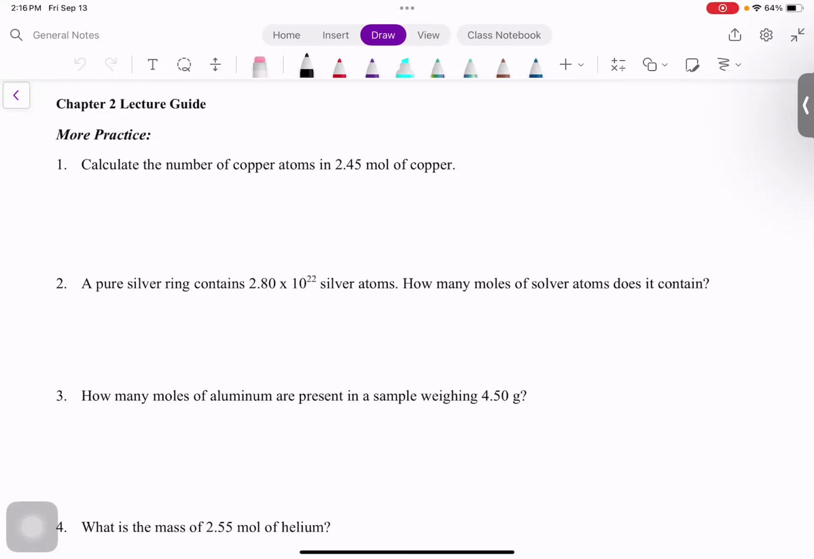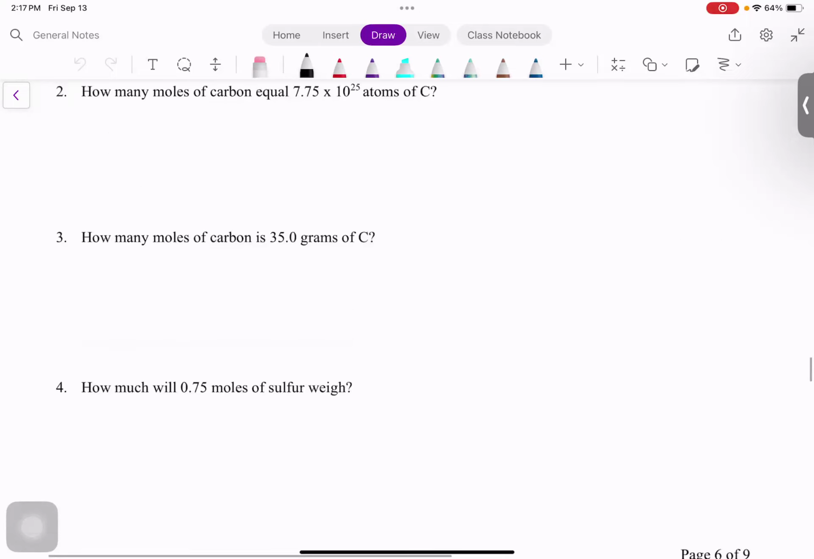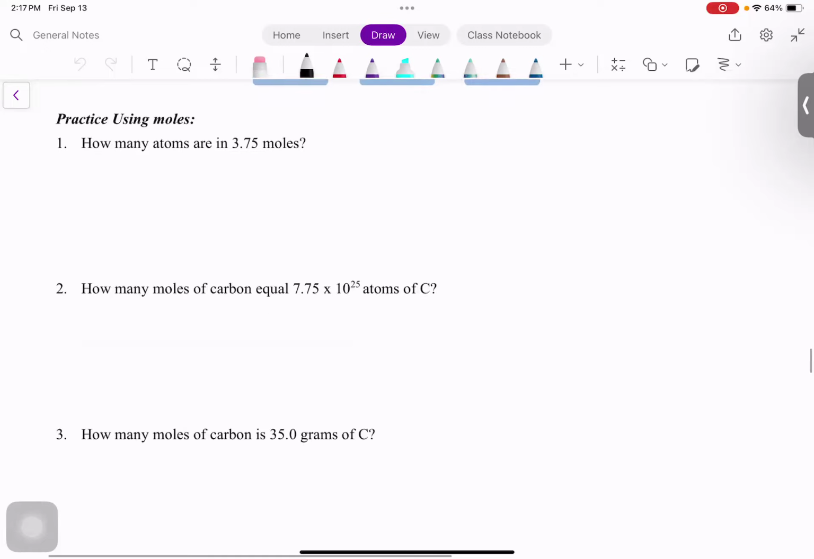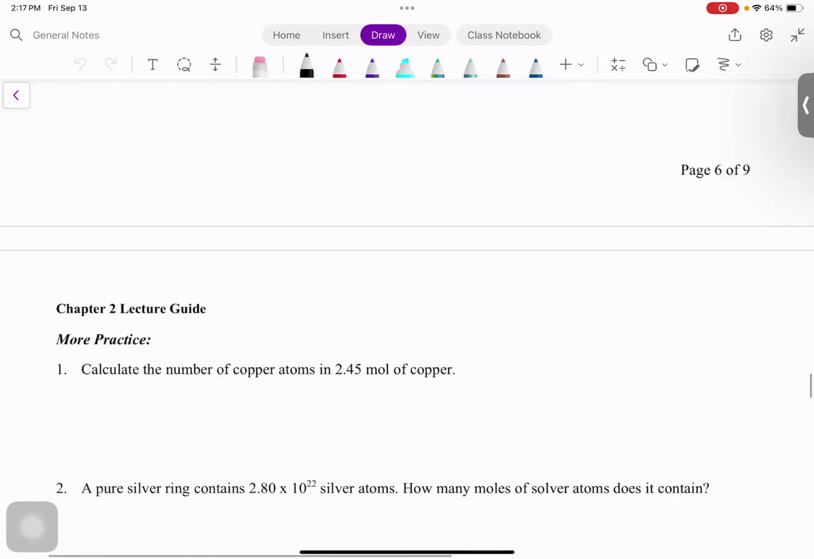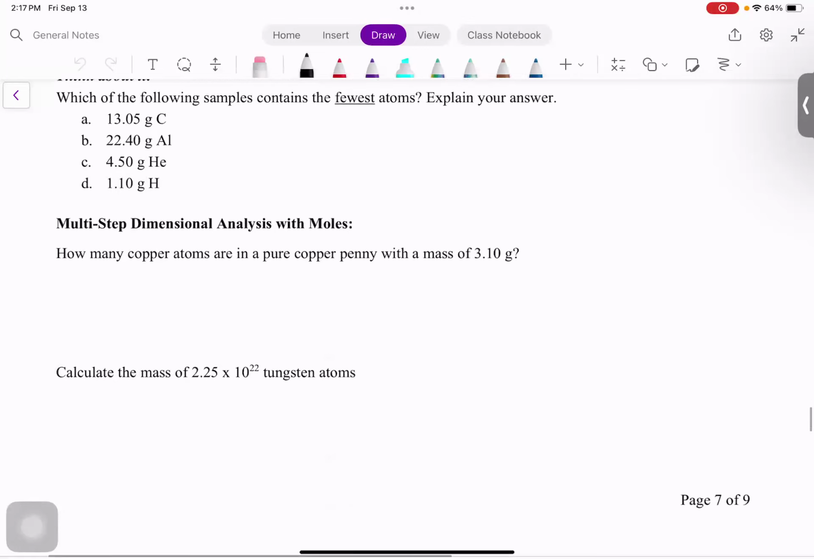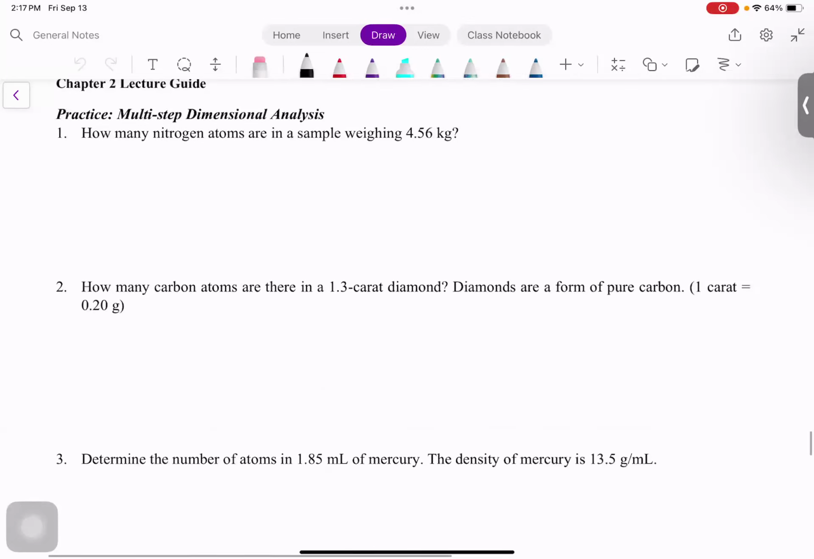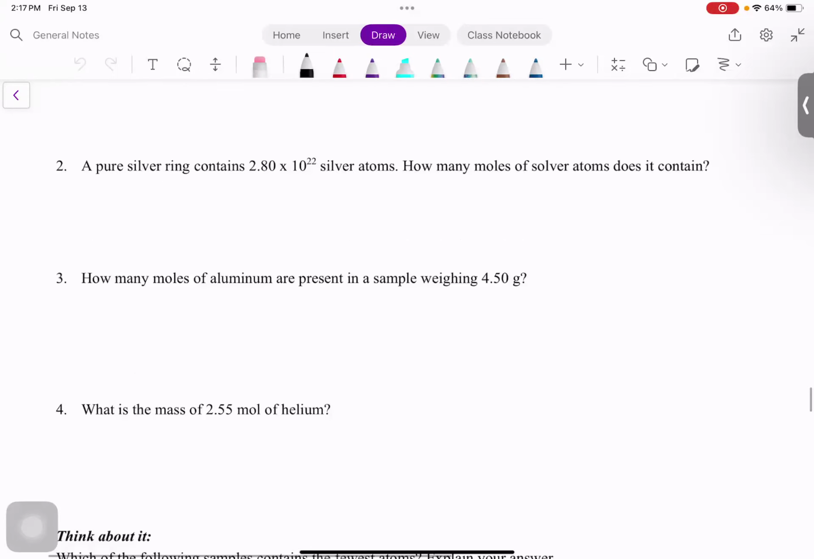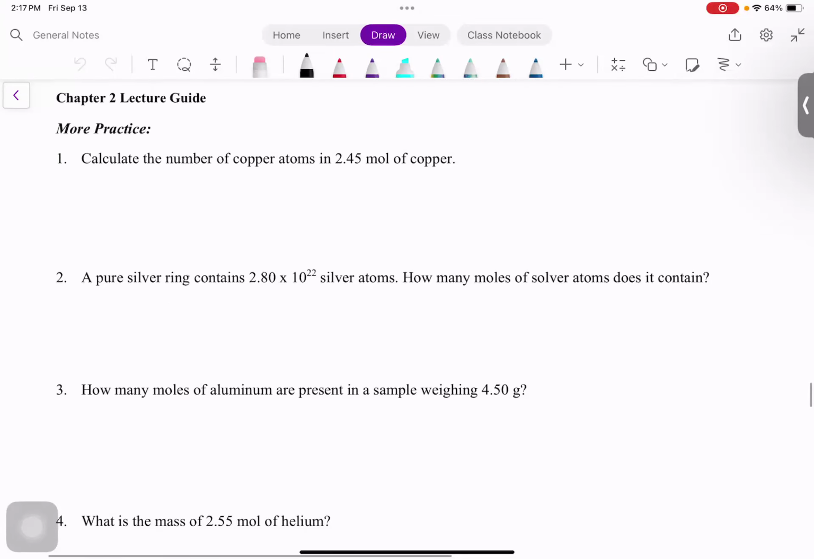But I wanted to make sure that we all had a very clear understanding of how to solve these mole conversion problems because of how essential these will be moving forward. So let's do some practice here. We went over these first several problems here. And then these next few problems are some example problems dealing with multi-step and single-step dimensional analysis. So let's start with these ones here.